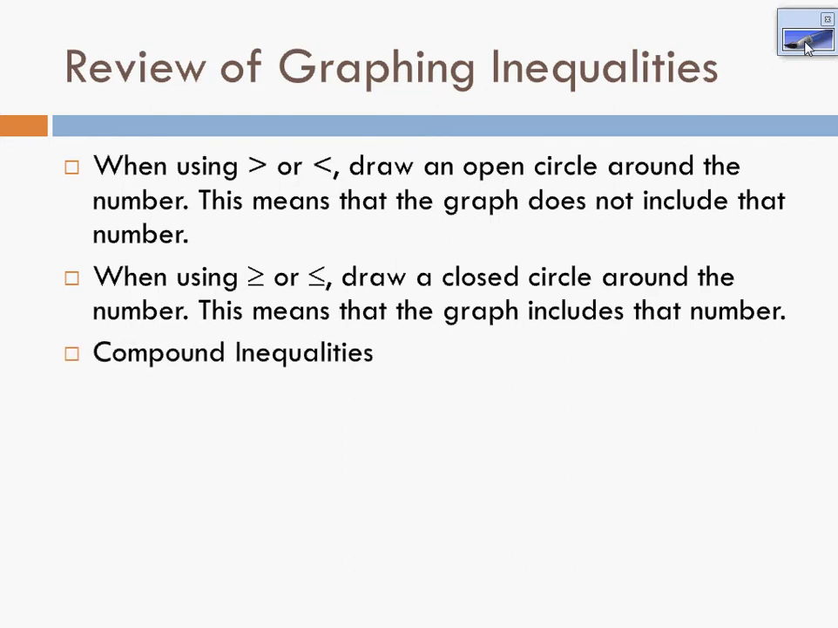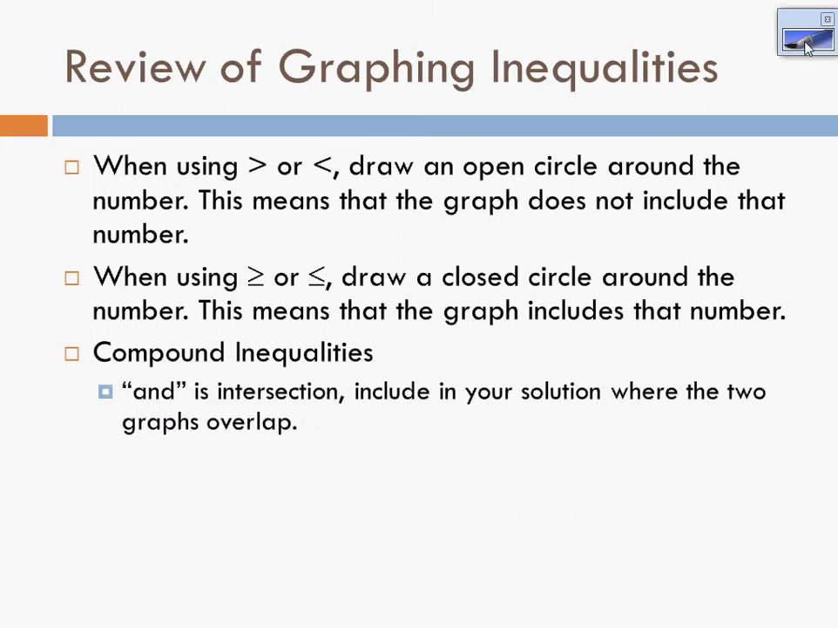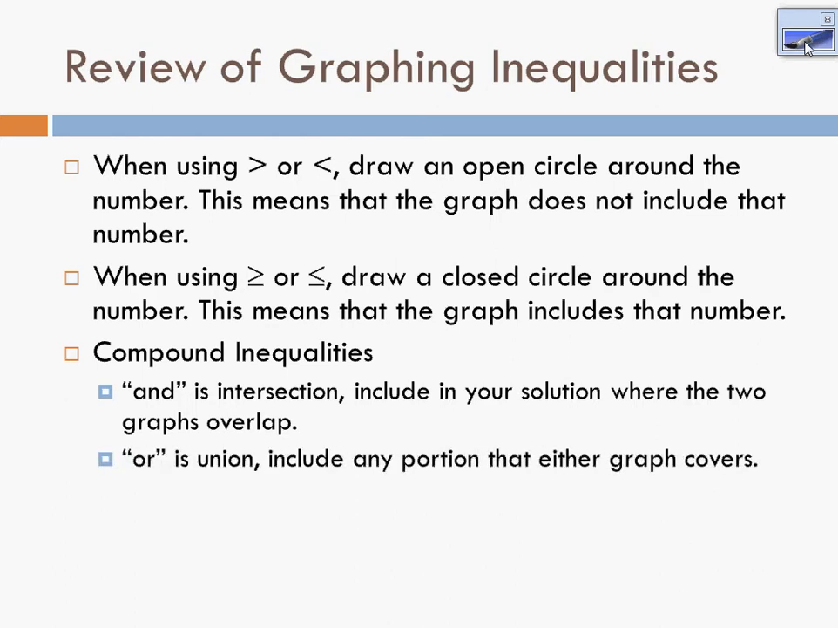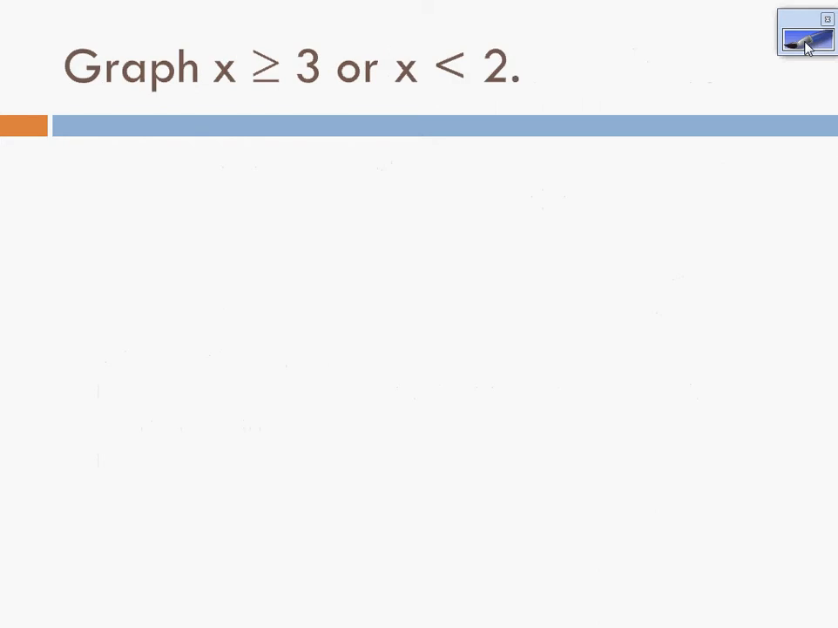Compound inequalities, those are using the words "and" or "or." And means intersection. Include in your solution where the two graphs overlap, so where one is on top of each other. And means that both things have to be true. And then we'll see or, that means union. That includes any portion that either of the graphs covers. Maybe both graphs cover it, maybe just one, but anything that's covered is part of your solution.